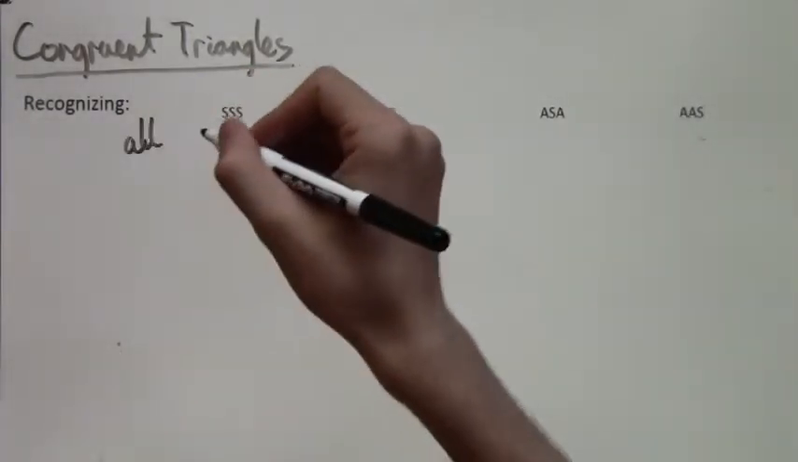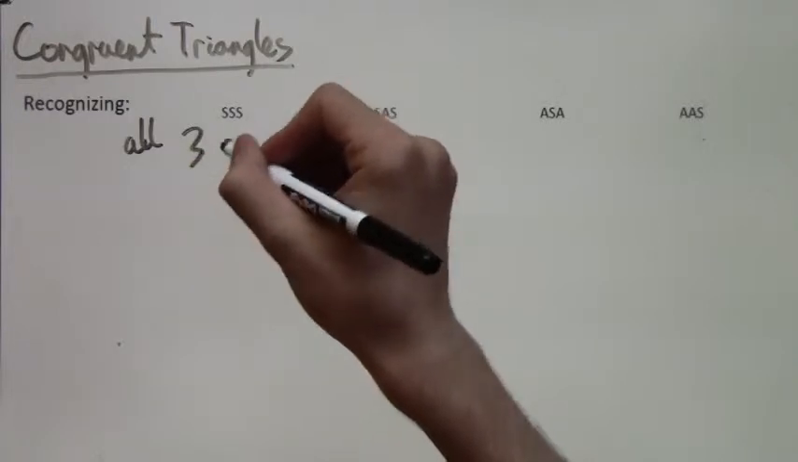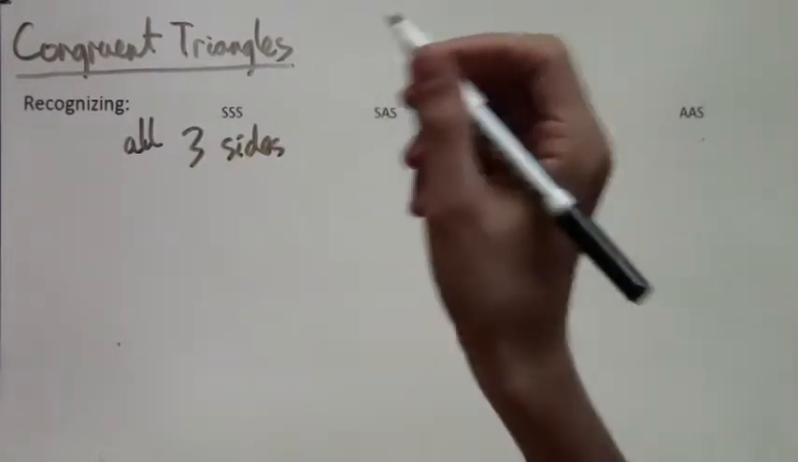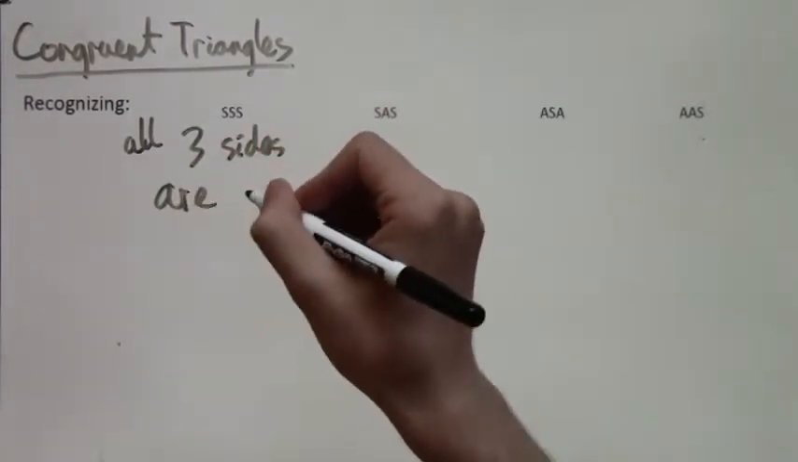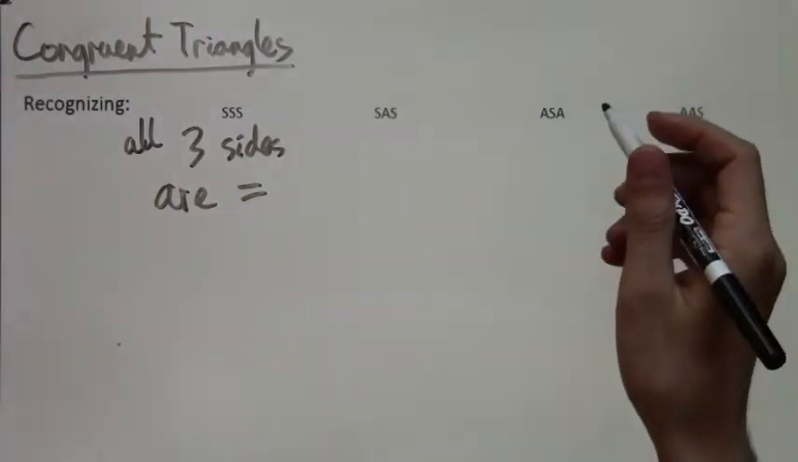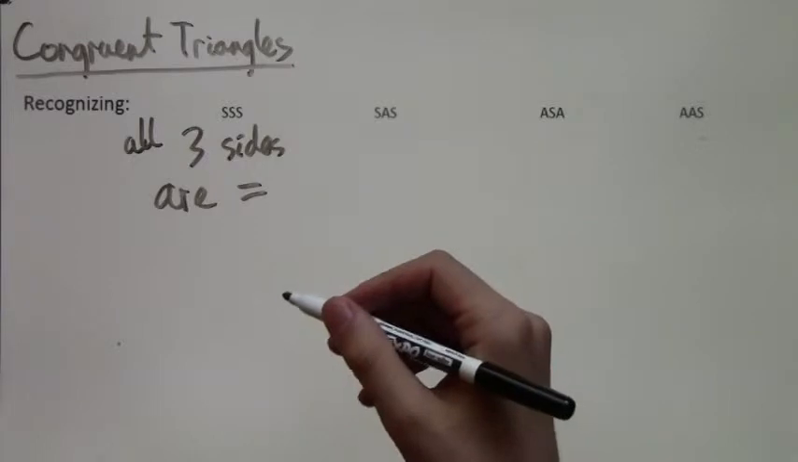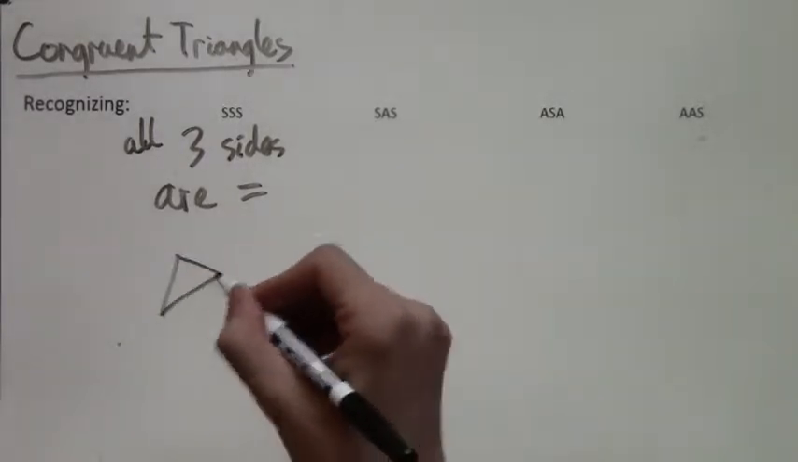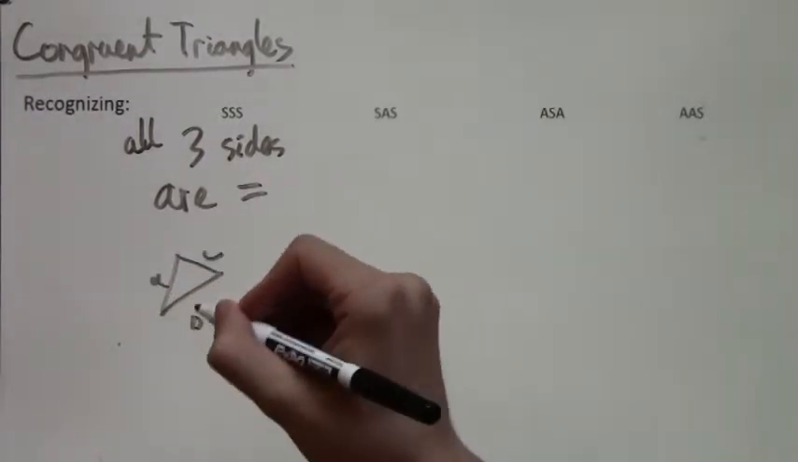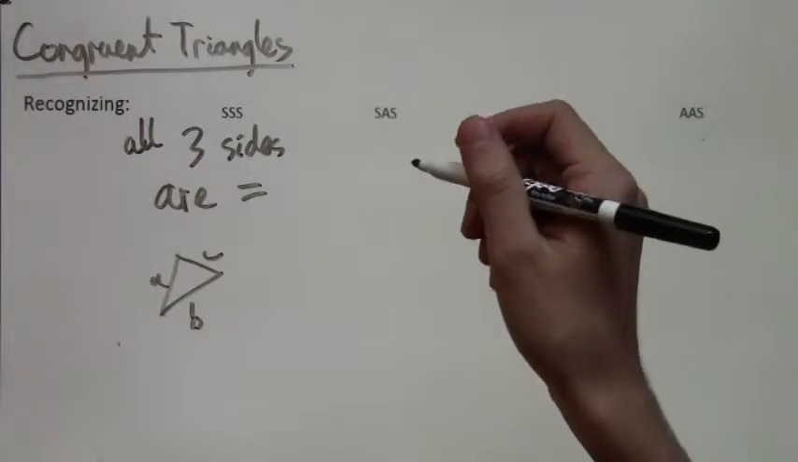The first rule is SSS, which means all three sides of two triangles are the same. So if I give you two triangles and they have the exact same side lengths, those are congruent triangles. And for that, we have to know all three sides.